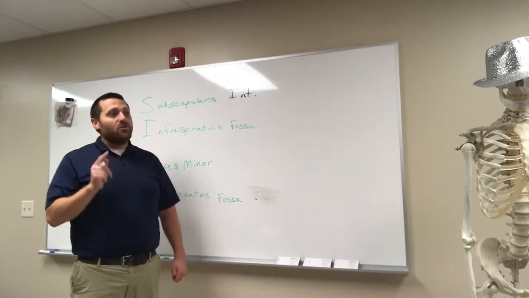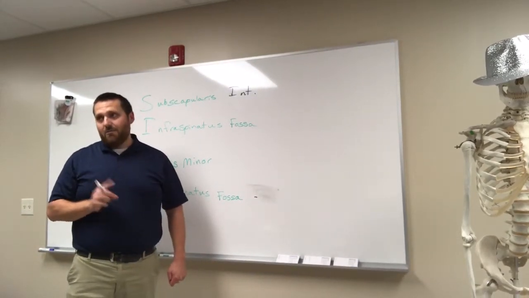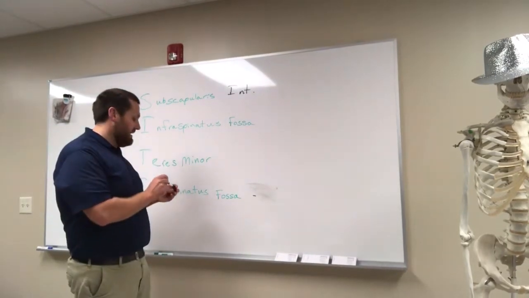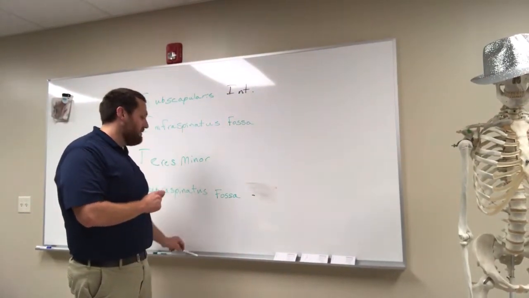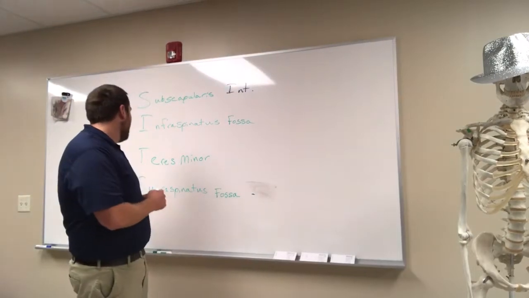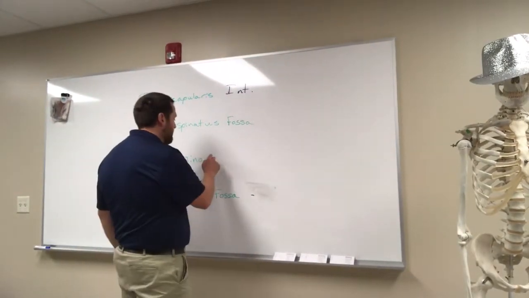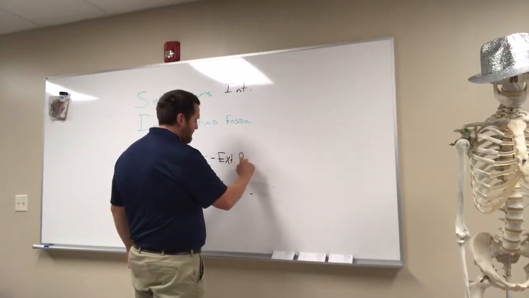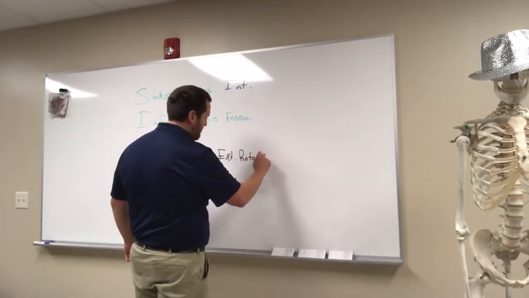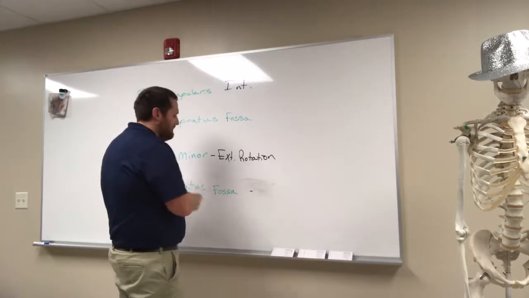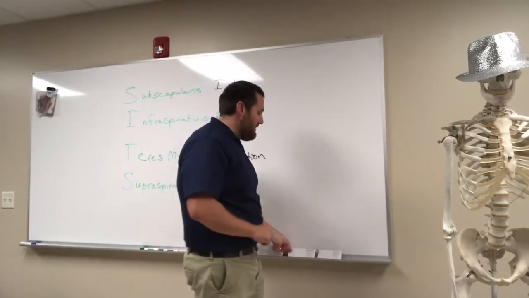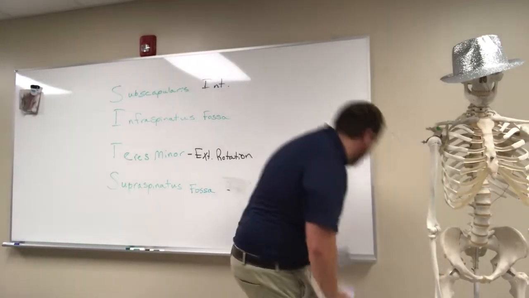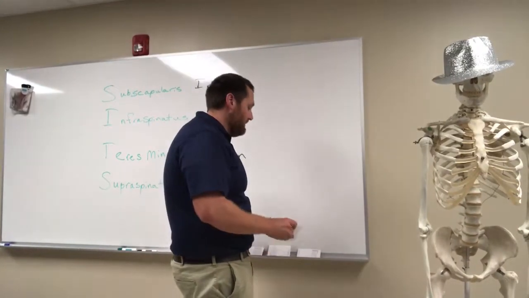We have two that do external rotation, and we have one that does abduction. So we'll get there. Let's start with one that does external rotation, and we're going to start with the teres minor. Teres minor is our most commonly injured rotator cuff muscle. It's the one that we typically see hurt in our overhead athletes.